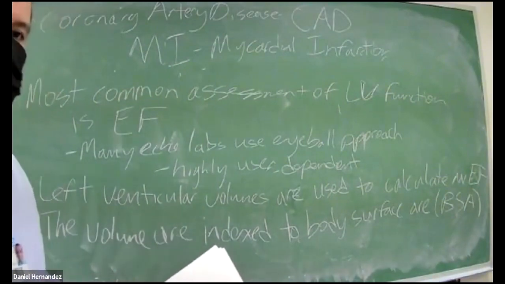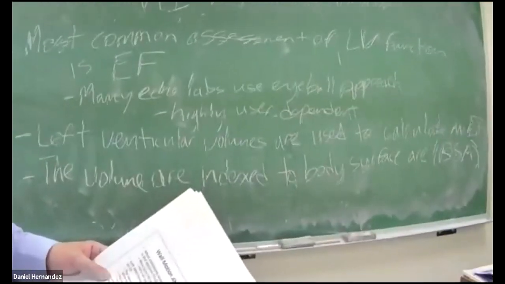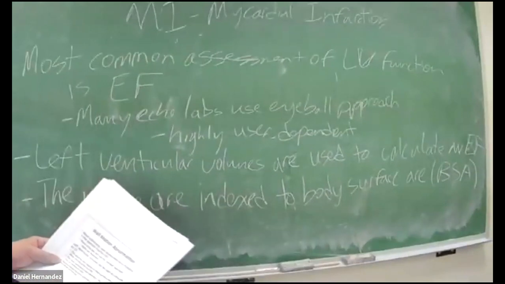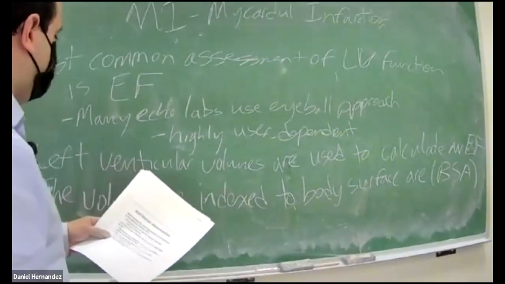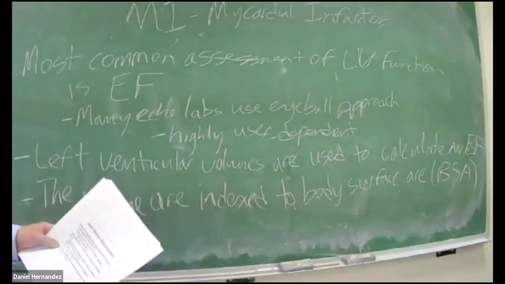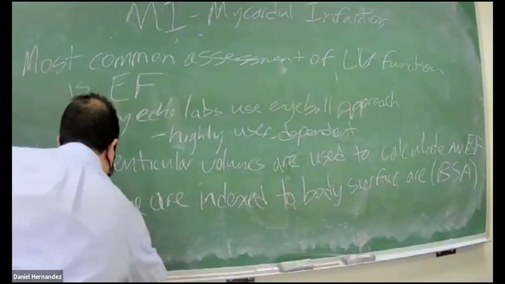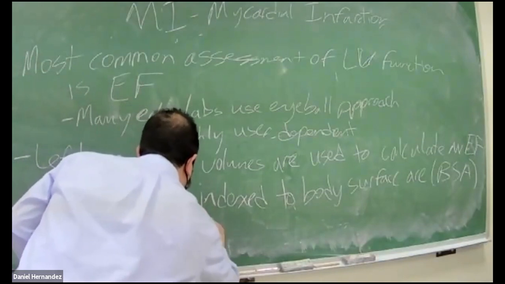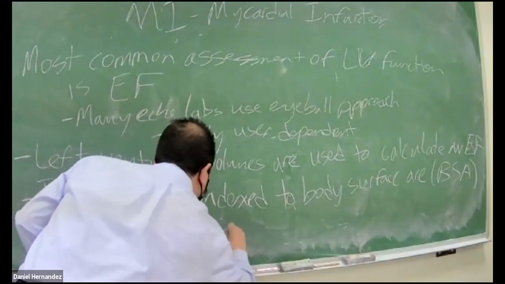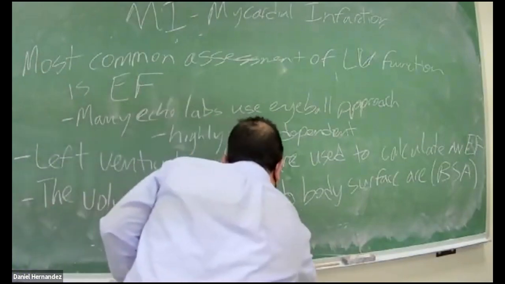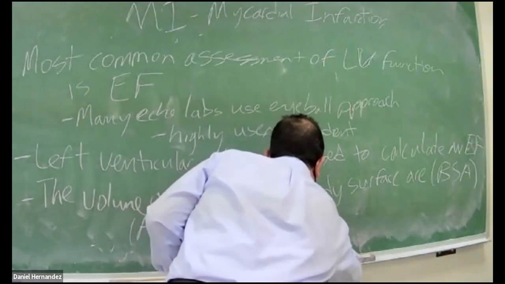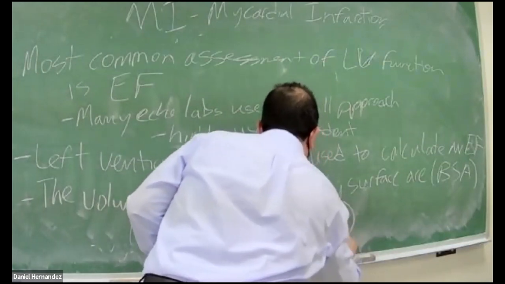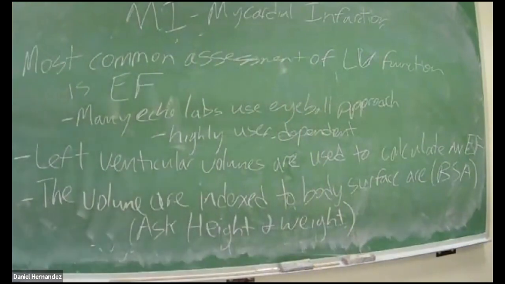So before we do an echo, one of the first questions, after you identify the patient, you ask them for their height and weight, and that gets entered into your preliminary calculations. The echo machine is going to calculate a BSA, a body surface area.